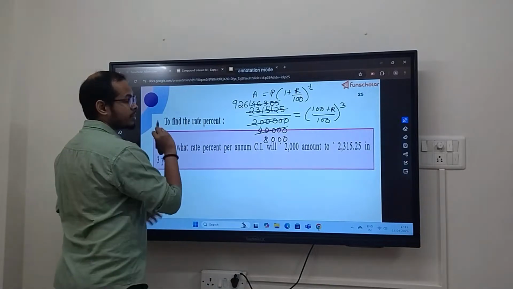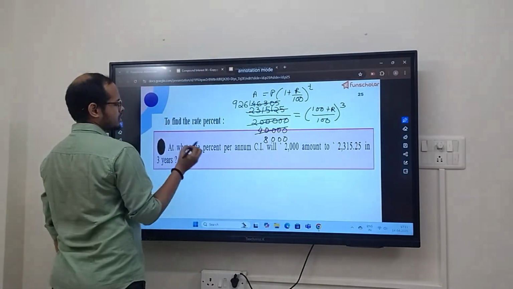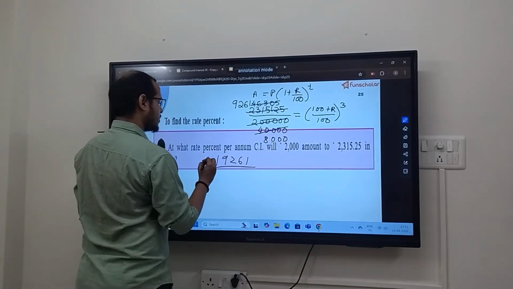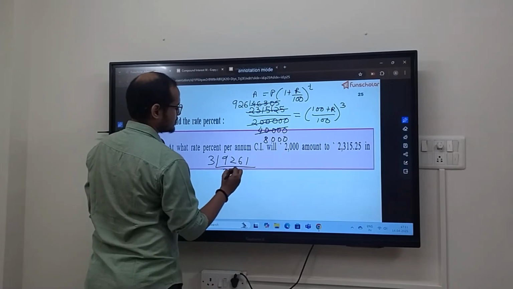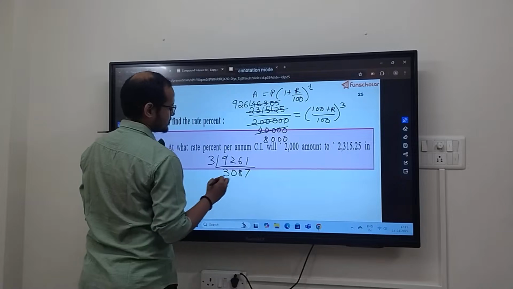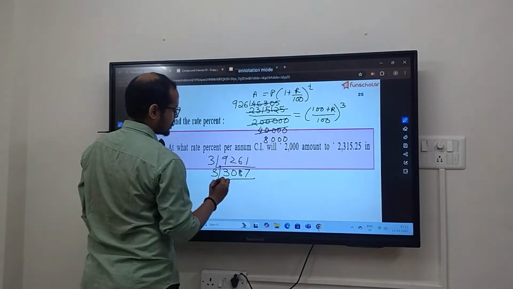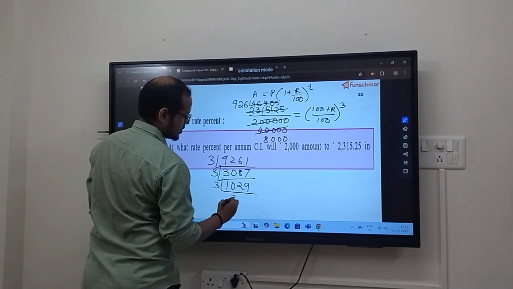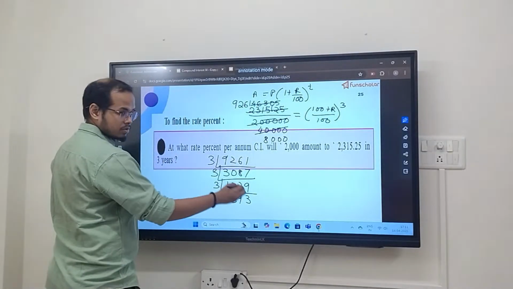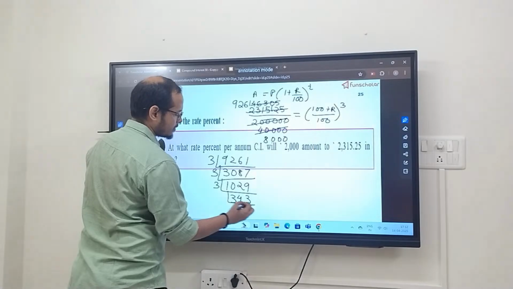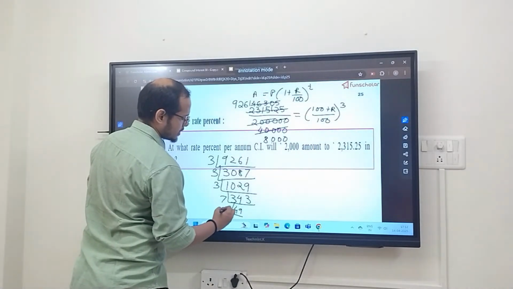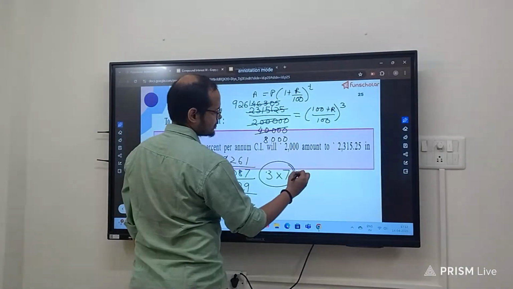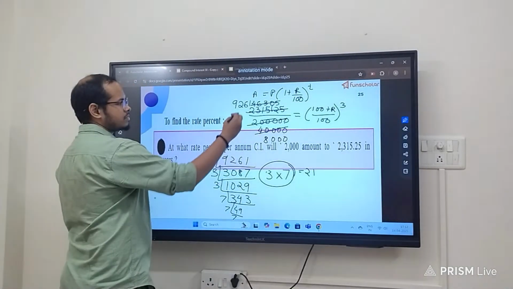We will utilize the most basic method possible to find out the cube. 9261 divided by 3, 3 0 24, 8 7, again 3, 1 0 2 9, again 3 3 4 3. Now this we can recollect, it is a 7 cube, right? This is 7 cube, 7 49 7 and 7 again. This is coming out to be 3 into 7, so this is 21.